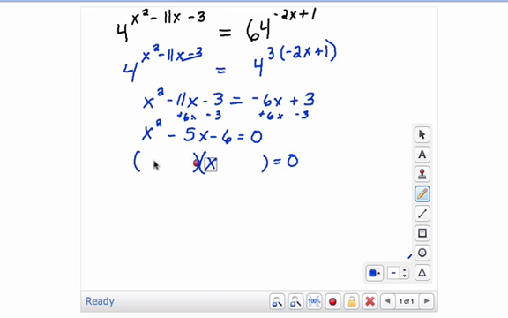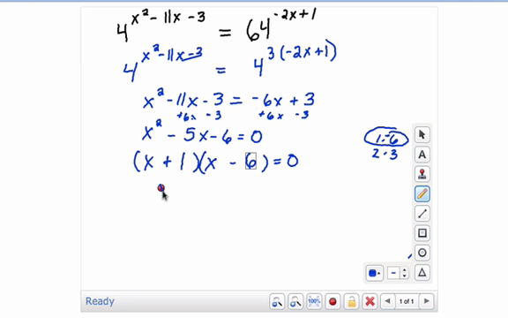I can think of two numbers that multiply to give me negative 6, but add to give me negative 5. So we have 1 times 6 and 2 times 3. By multiplying to get a negative, then one of these has to be negative. So you can see here it's going to be positive 1 and negative 6, because those two will add to give you a negative 5. So this will be x plus 1 and x minus 6.